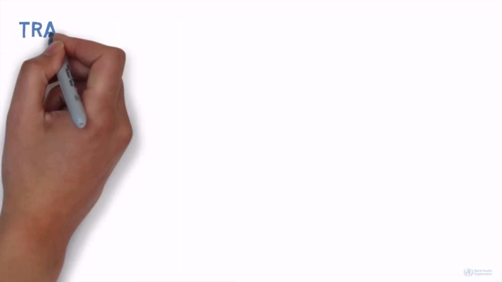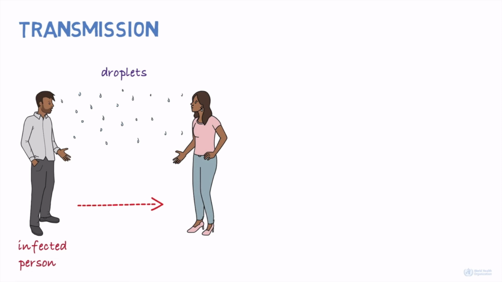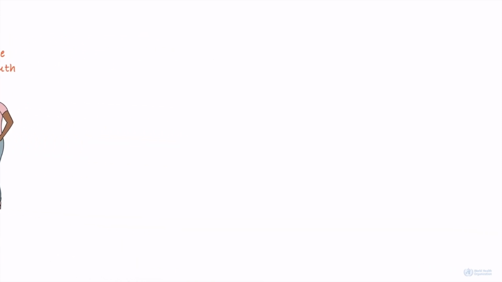How does the disease spread? The disease can spread from person to person through droplets, when an infected person releases those droplets through coughing, talking, or sneezing, for example, when close to another person. It can also spread when infected droplets land on objects, and when another person touches them and then touches their eyes, nose, or mouth.